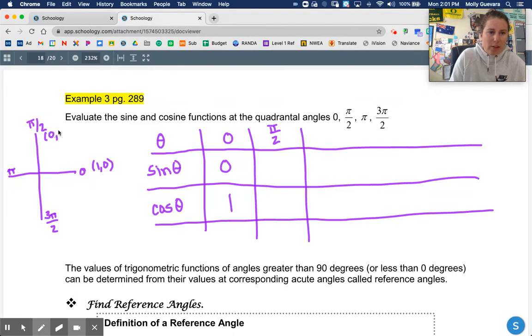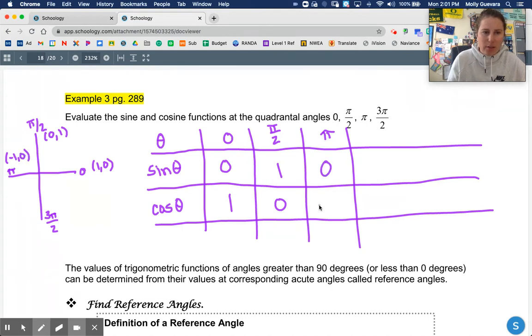This is the point 0, 1. So sine is 1, cosine is 0. Then we'll move on to pi, which is the point negative 1, 0. So sine is 0, cosine is negative 1. And then 3 pi over 2 is the last one, which is the point 0, negative 1. So sine is negative 1, cosine is 0.